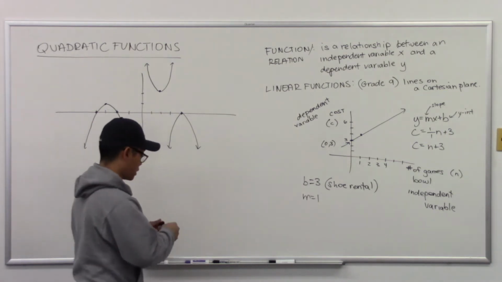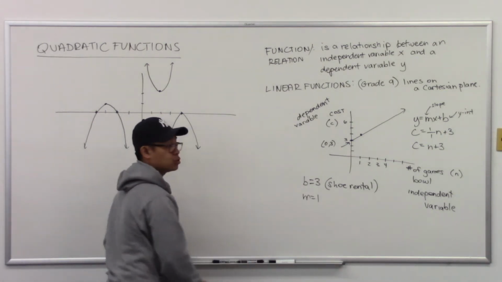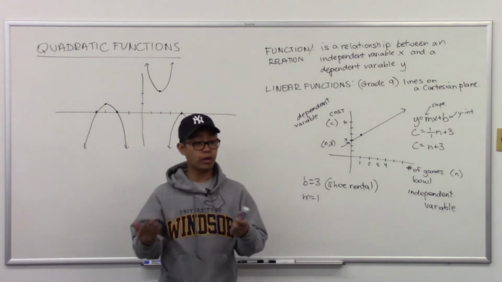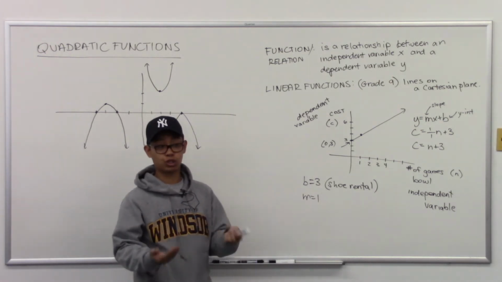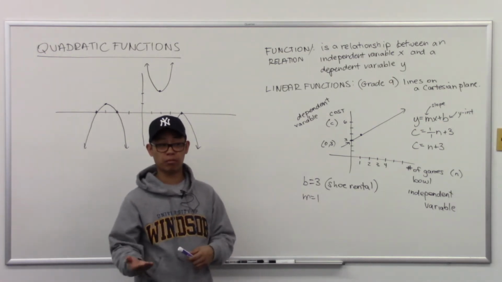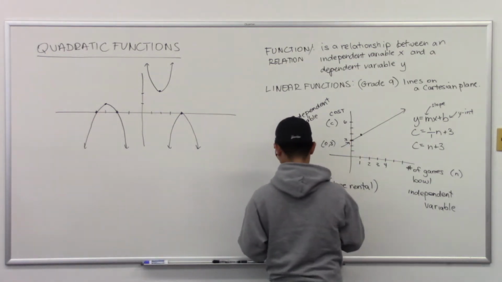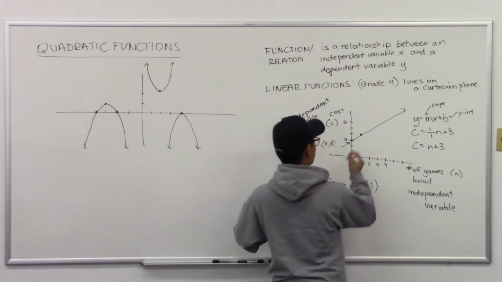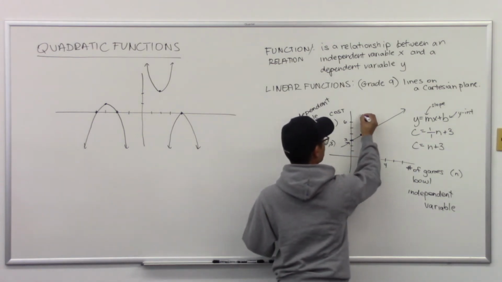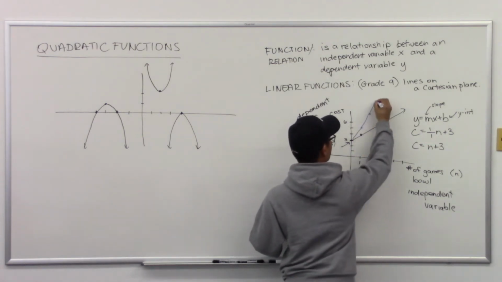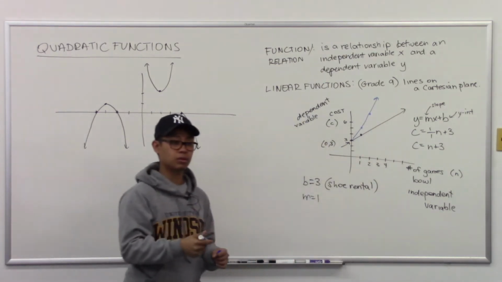Now, maybe another place chooses $3 for their shoe rental, but they charge $2 per game. Then that means the slope is 2. So it would go up 2 and right 1. Oops, sorry. Up 2, right 1. Up 2, right 1. So the slope would be more like this. You'd have a steeper slope.